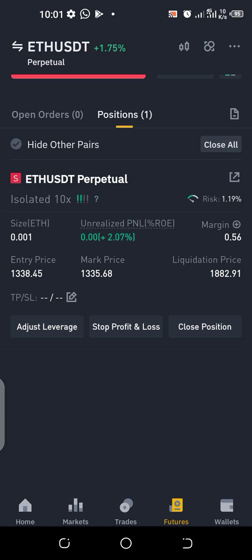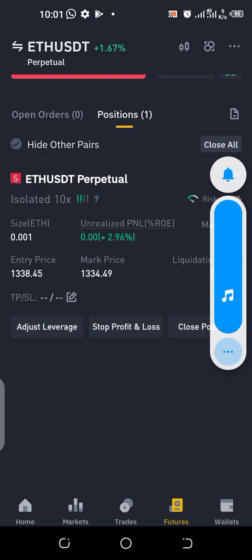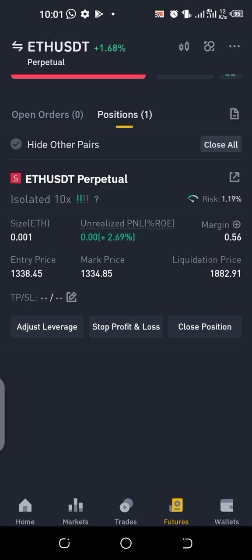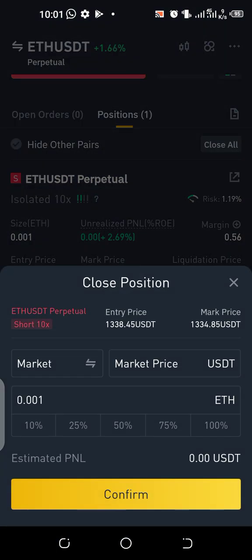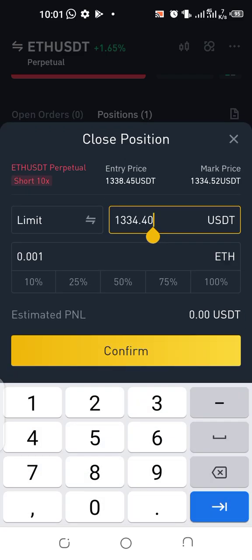All right, so in this scenario now, I've made my trade much safer such that I have more room to maneuver. I know it's not likely to liquidate in the short term, but of course I still have to watch my trade, you see. But I've made some profit from Ethereum dropping from 1338 to 1334. All right, and I can close position either with market price, meaning I close it immediately if I click on confirm, or I change it to a limit order and decide at what price I want to close position.